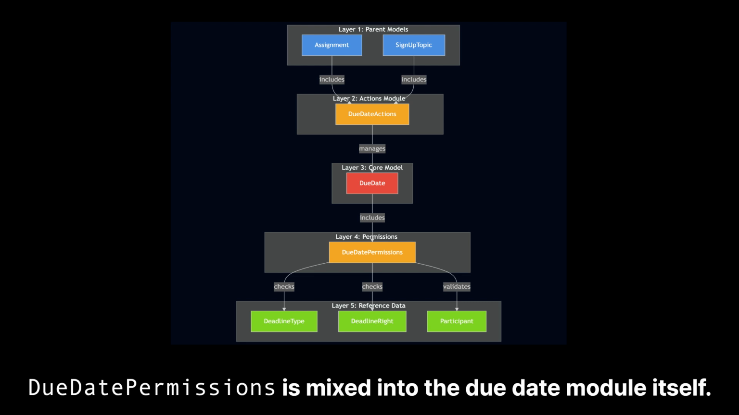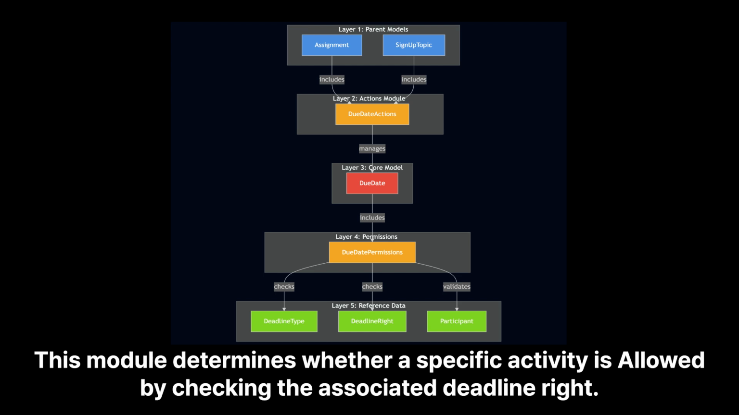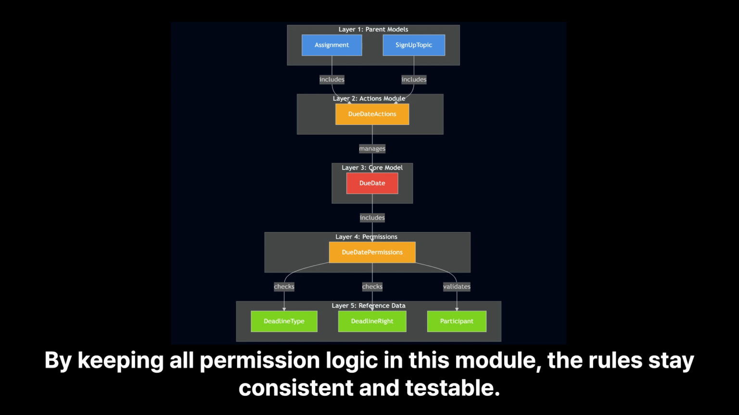Due date permissions is mixed into the due date model itself. This module determines whether a specific activity is allowed by checking the associated deadline right. By keeping all permission logic in this module, the rules stay consistent and testable.